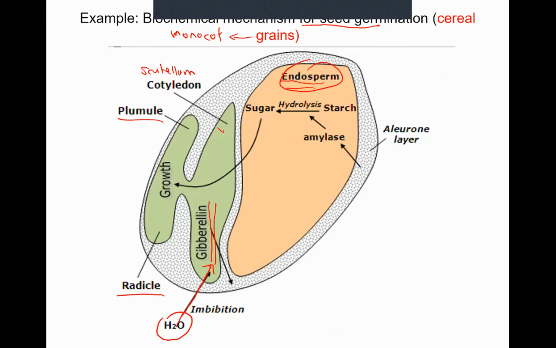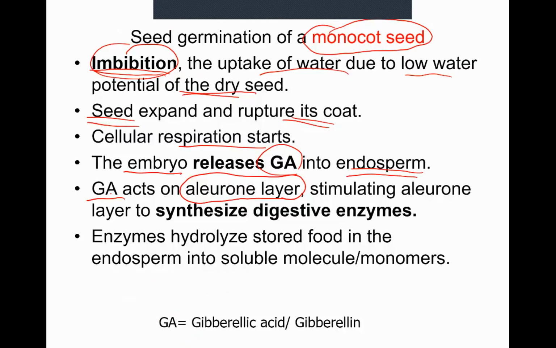So where is aleurone layer? Ni, yang ada bintik-bintik ni aleurone. So you can see gibberellin is acting at the aleurone layer. So apa dia buat as it acts on the aleurone layer? So gibberellin acts on aleurone layer by stimulating aleurone layer to synthesize digestive enzyme. Stimulate aleurone to synthesize digestive enzyme. Enzyme hydrolyze the stored food inside the endosperm into soluble molecules or monomers.